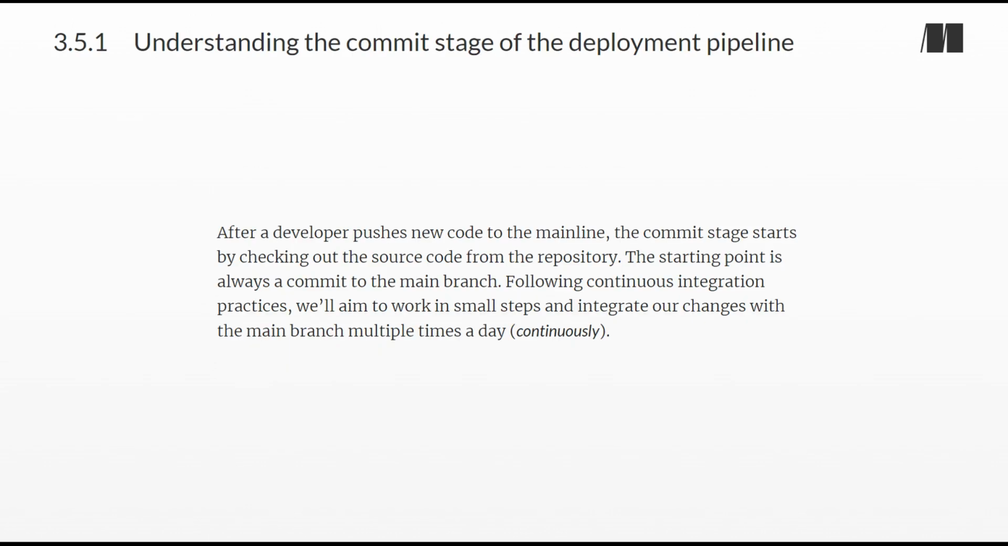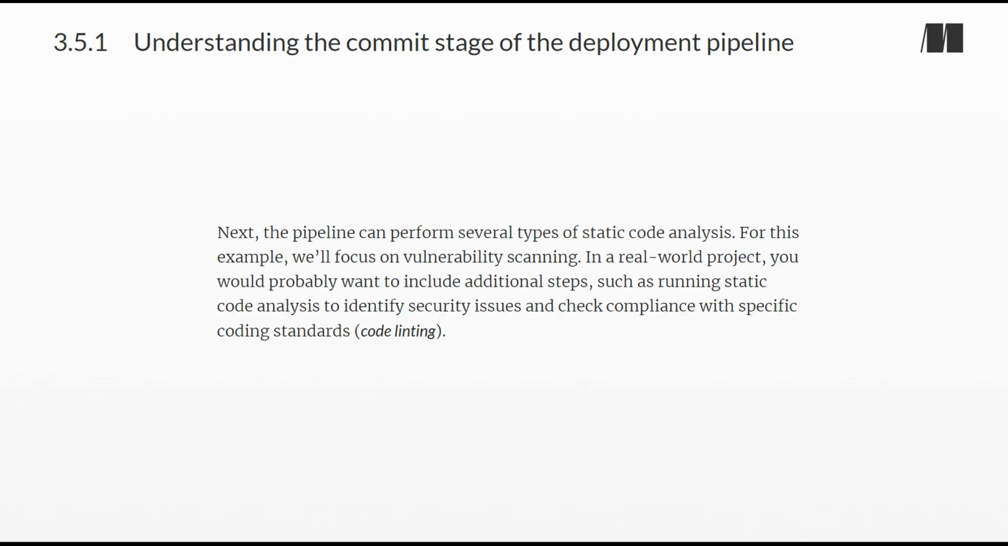After a developer pushes new code to the mainline, the commit stage starts by checking out the source code from the repository. The starting point is always a commit to the main branch. Following continuous integration practices, we'll aim to work in small steps and integrate our changes with the main branch multiple times a day, continuously. Next, the pipeline can perform several types of static code analysis.